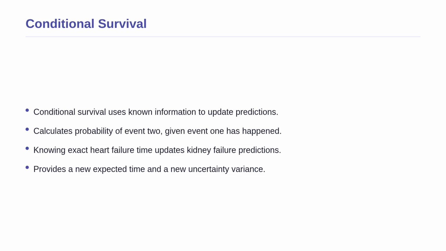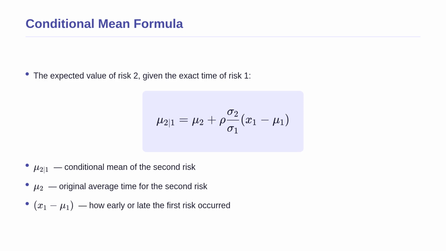To use that valuable information we were just throwing away, we look at conditional survival. Conditional means we are calculating the probability of one event happening given that we already know the exact outcome of the other event. In our medical example, if we know the exact time the heart failed, we can update our prediction for when the kidneys will fail. This gives us a new, updated expected time and a new, updated variance, which represents our uncertainty for the second risk. Here is how we calculate that updated prediction.